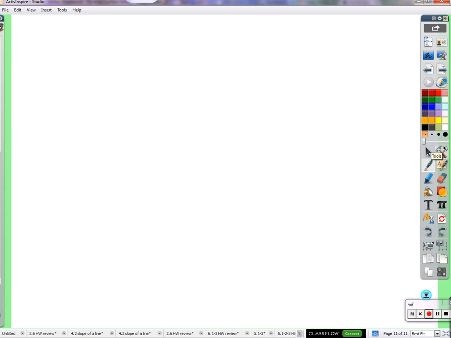Well, that is what I had for you. Solving equations with variables on both sides, solving equations with multiple variables, graphing, also interpreting what the slope means. Interpreting what the y-intercept means.